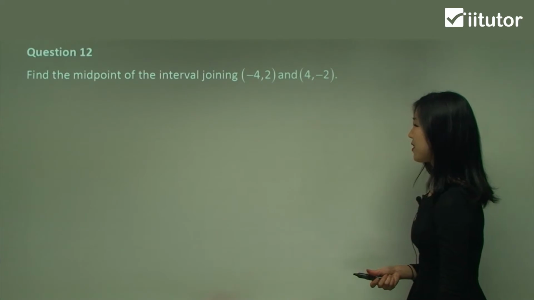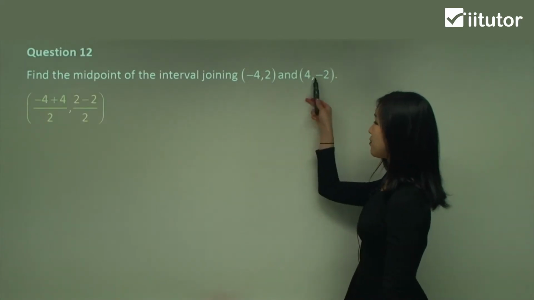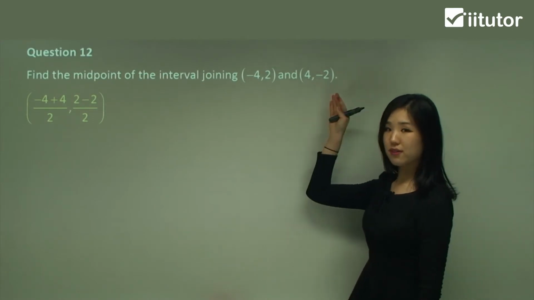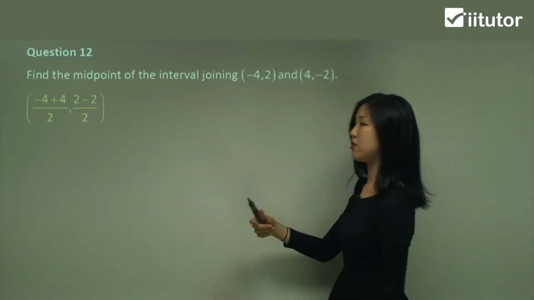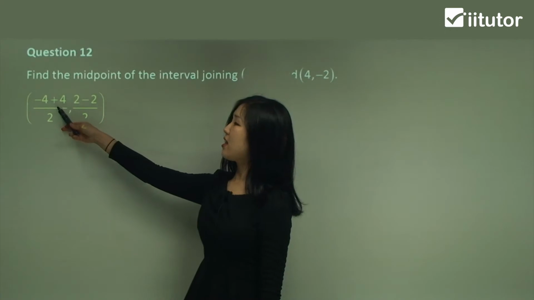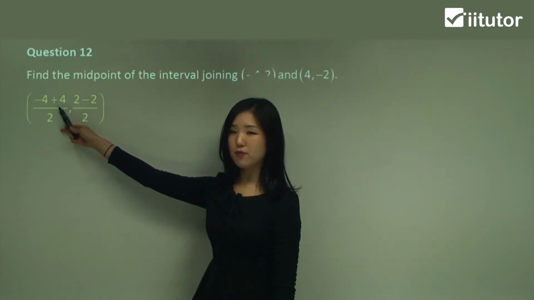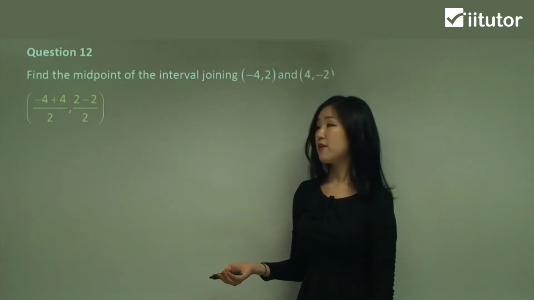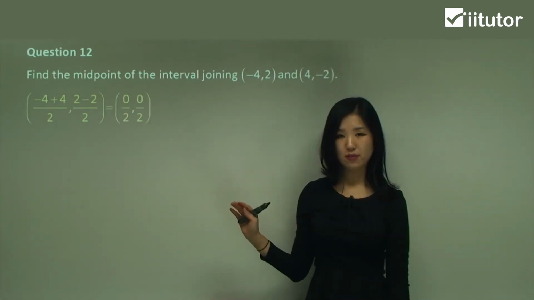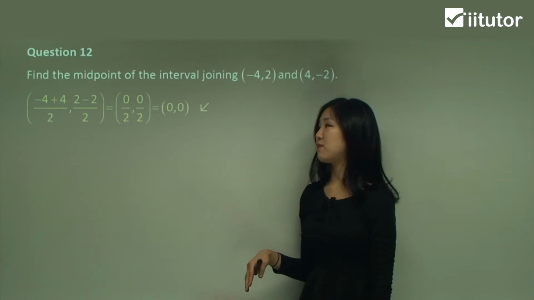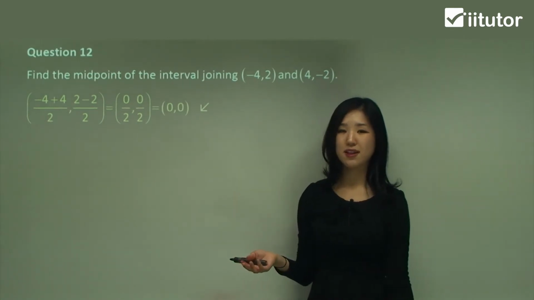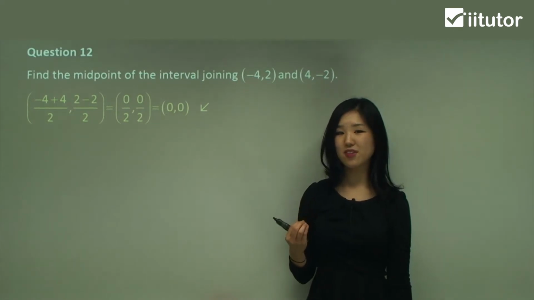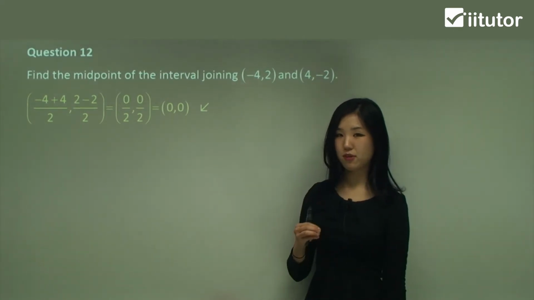Question 12, exactly the same thing. Negative 4 plus 4 divided by 2, and 2 minus 2, because it's 2 plus minus 2, isn't it? So it's 2 minus 2 divided by 2. Negative 4 plus 4 is 0, and 2 minus 2 is also 0. So we have 0 divided by 2 for both x and y coordinates. And that's just going to be 0, 0, because 0 divided by anything is 0. That is the answer, guys. So basically the midpoint is at the origin. Okay, so in the middle, 0, 0.